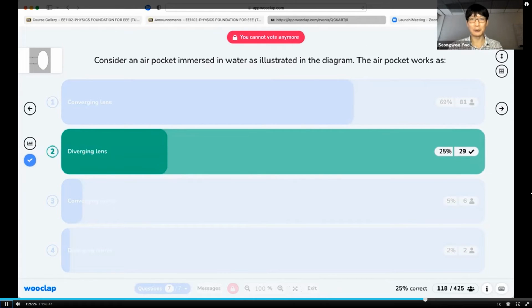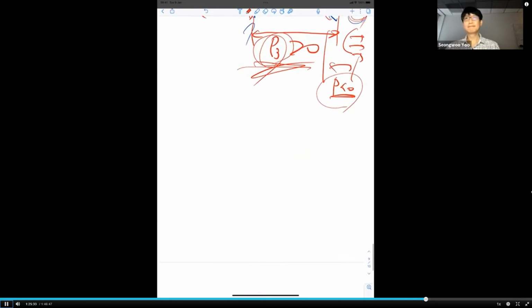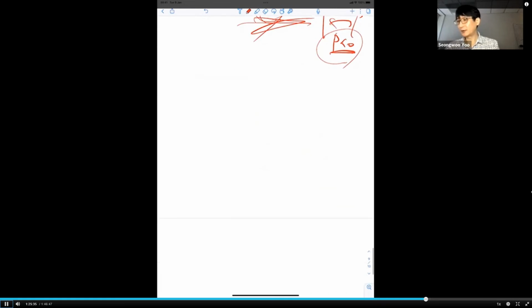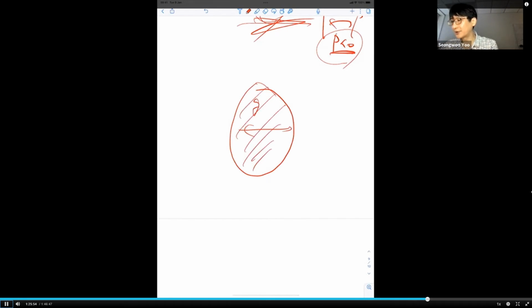So I'm going to use my notepad again to draw some diagrams. Just 1 second. You are quite right. Okay, so this air pocket is drawn like this, where the center is thicker than the rest of the part, which means this is converging. If this shape is made of glass, then surely this is a converging lens.